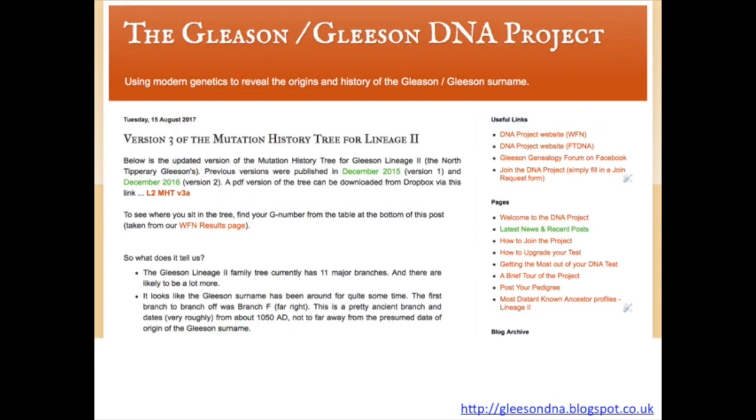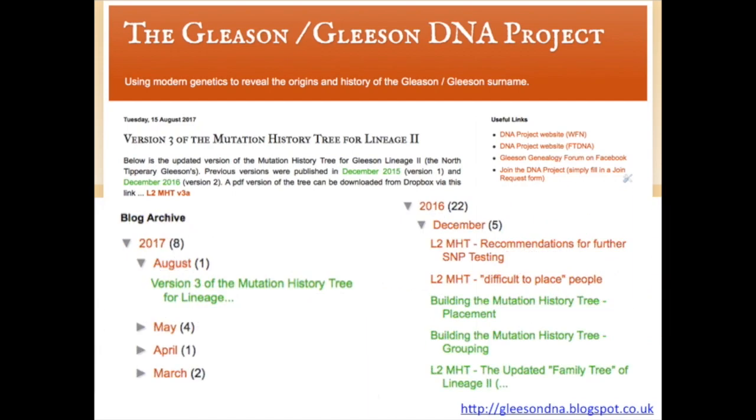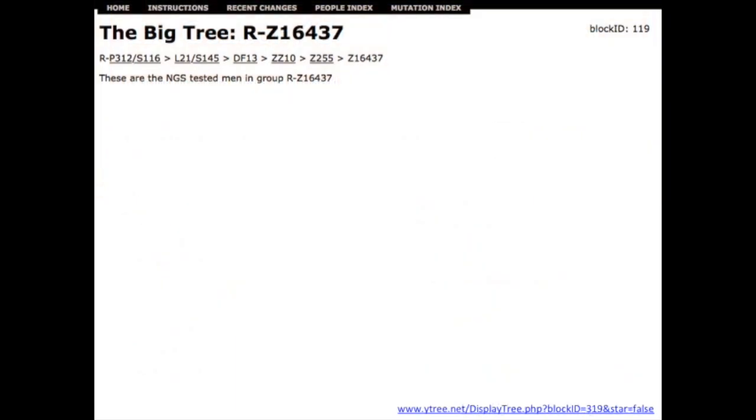We also have documented this building process on my blog, the GLEASON DNA Project. And there's a variety of different blog posts over the course of the last 2 years, since the last time I spoke here at Family Tree DNA, that just explain the actual process in a lot more depth. So if you're somebody that likes a written explanation of what actually went on, then this is all documented on the GLEASON DNA Project blog.